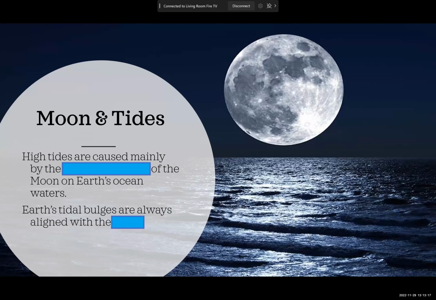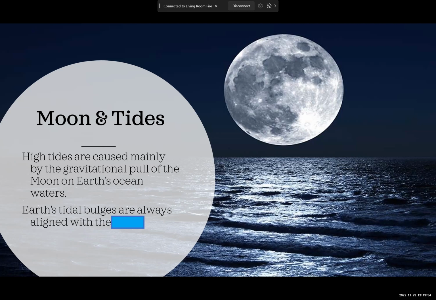So, moon tides. High tides are caused mainly by what of the moon on Earth's ocean waters? What is it that causes tides? Yusuf, do you know? The moon. Yeah, what about it? Yes, the moon has a gravitational pull. Between the Earth and the moon, there's a gravitational pull, right? So that's what's actually causing tides, because the moon is going to pull the water towards it. If it's closer, it's going to pull the water even farther. And if it's on the opposite side of the Earth and nothing's pulling, that water is going to relax back down towards the Earth, right?